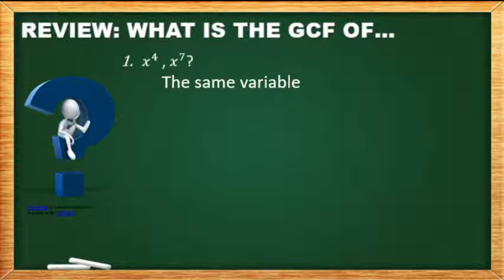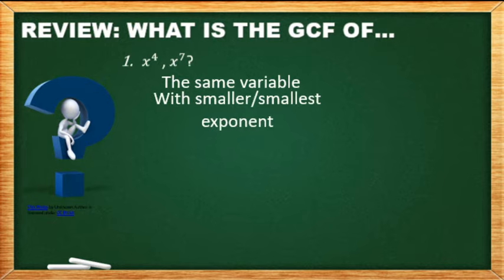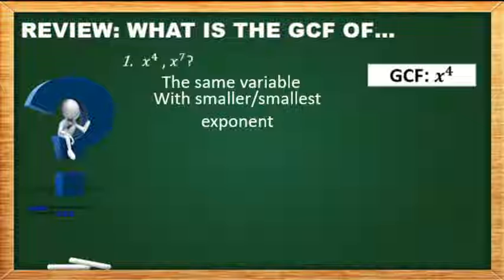Okay. We need to remember the two rules. First one, the same variable. Dapat daw pareha sila ng variable. So, if you have two or more expressions, we need to check first if their variables are the same. And last, with the smaller or smallest exponent. Kung sino daw may pinakamaliit na exponent on that same variable, yun ang ating GCF. So therefore, in our given number 1, x raised to 4, x raised to 7, they are the same variable of x. And which is smaller, 4 or 7? 4. Therefore, the GCF is x raised to 4.